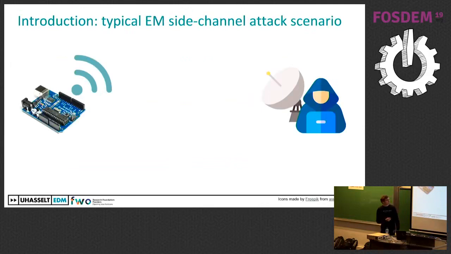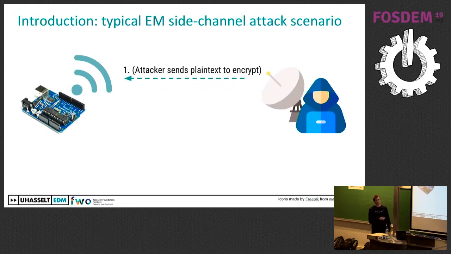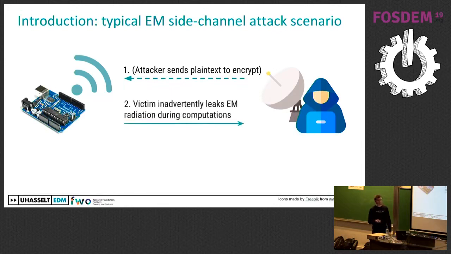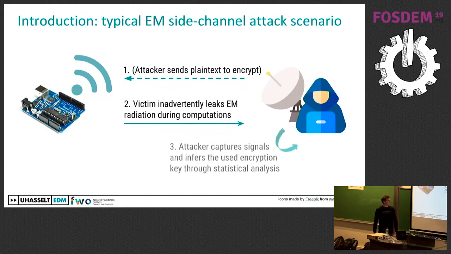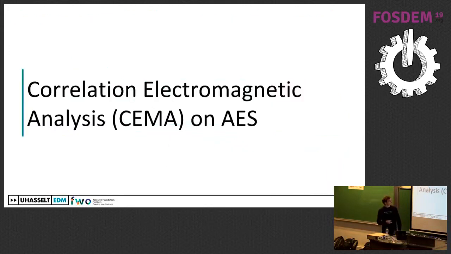Now, if you look at a typical attack scenario, what you have is two entities. You have an attacker and a device under attack. In this presentation, that will be an Arduino device. What happens is the attacker will send a plaintext to encrypt. Then the Arduino will do the encryption and calculate the ciphertext. But in the process, it will also inadvertently leak some EM radiation during its computations. And the attacker can capture that signal and try to infer the used encryption key through a statistical analysis.